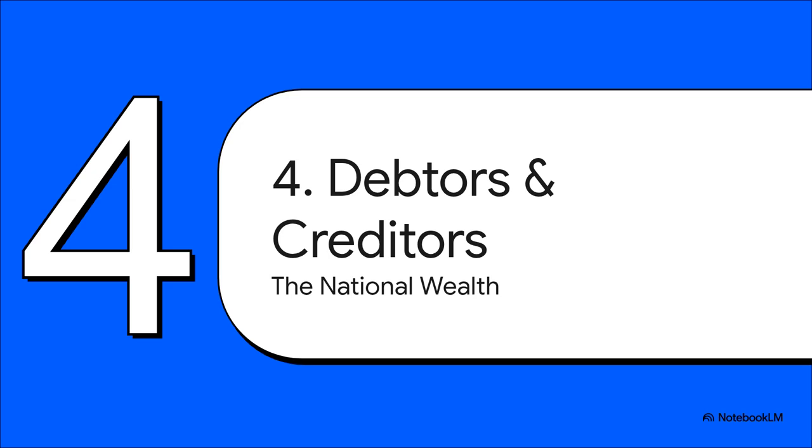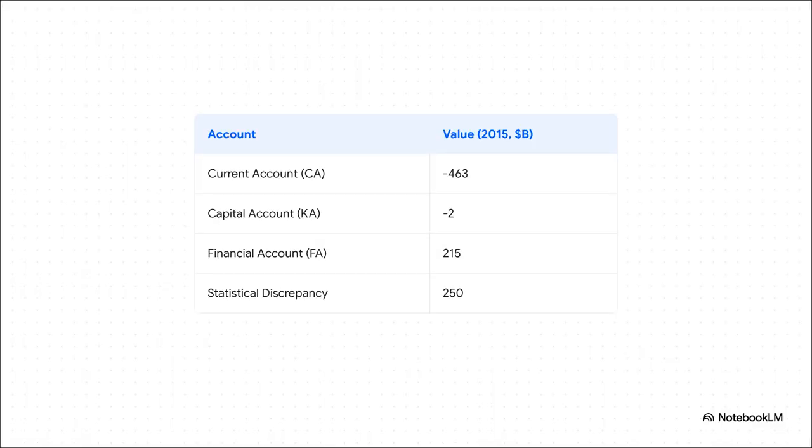So let's bring all this home. Now that we have these tools, we can finally understand what it really means for a nation to be a debtor or creditor, and what that actually says about its wealth. So let's look at the actual numbers for the US back in 2015. You see it right there, a big negative current account. The US was spending way more than it earned from the rest of the world. So how'd it balance the books? Look at the financial account, a big positive number. In plain English, the US paid for its spending habits by selling its assets, stocks, bonds, property, to foreign investors.